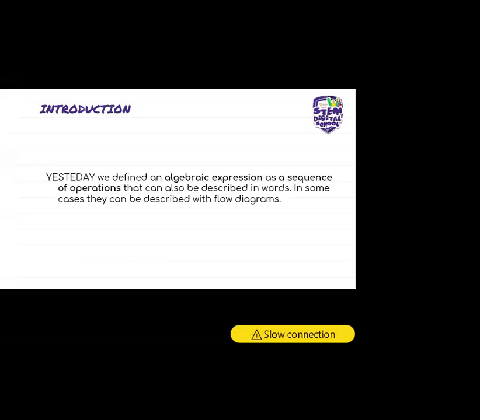Right, we are starting now with our lesson for grade 8 mathematics. We are now going to look at algebraic expressions, particularly the sequence of operations, which can also be described in words. And of course, in some cases, we can describe this in flow diagrams.